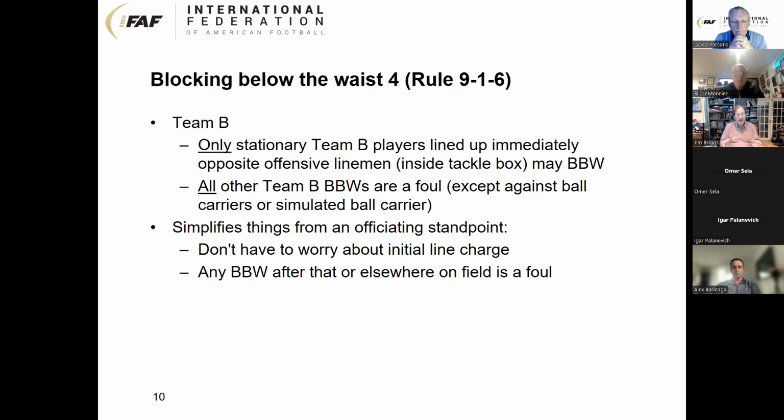And then every other Team B player is restricted. They cannot block below the waist except the usual one against the ball carrier or a simulated ball carrier. They can use that blocking below the waist as a means to make the tackle. So again, from an officiating point of view, we don't have to worry about the initial line charge. Once that's over, any block below the waist by Team B, unless it's an attempt to tackle the runner, is going to be a foul.